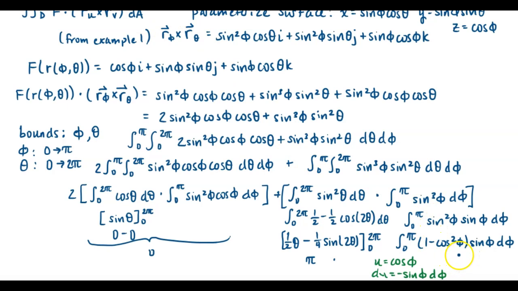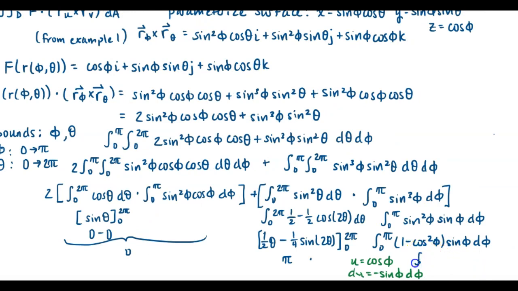then we can call this the integral of 1 minus u squared du. Let's pull this negative out to the front, and this is going to give us a negative u plus 1/3 u cubed. Pulling this back into terms with cosine of phi, this will give us 1/3 cosine of phi cubed minus cosine of phi as we go from 0 to pi.